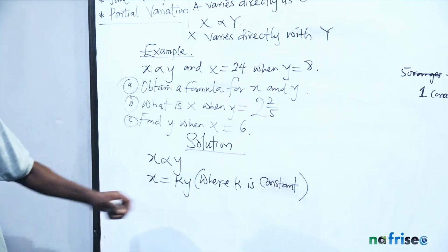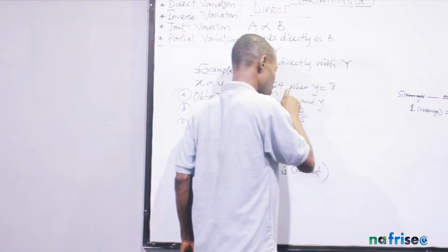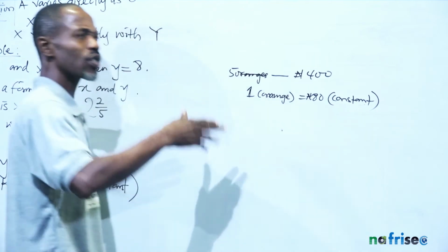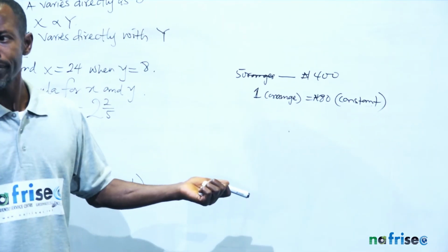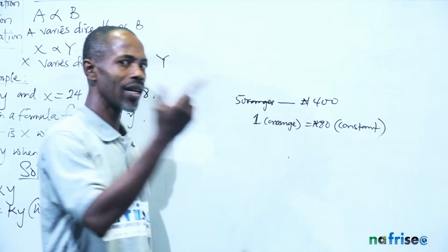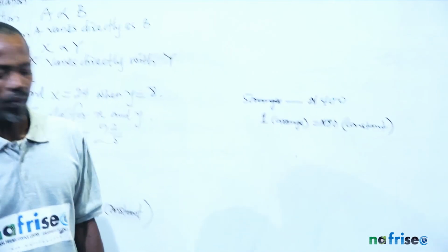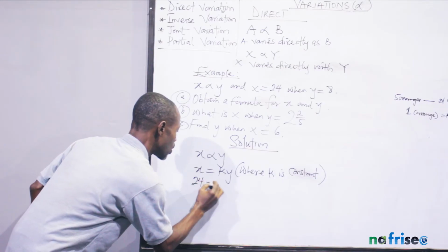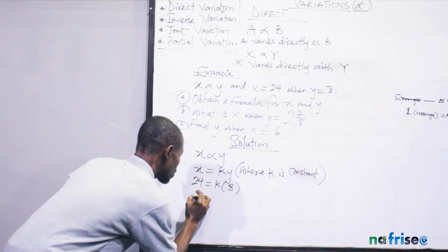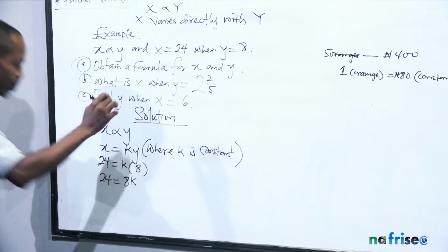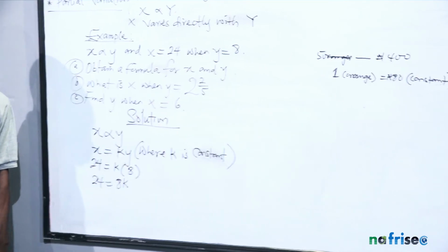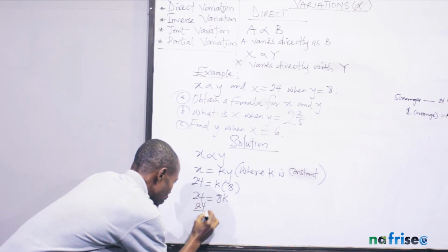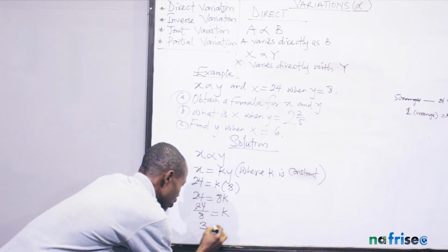So now that you have a constant, the first two numbers given to you, just like the case of 5 oranges cost 400 naira. When you say 5 oranges cost 400 naira, you start calculating what's the cost of one. So in the case of this, x is what? 24. When y is what? 8. So you have this as 24 equals 8k. What do you do when you get to this part of the simple equation? Remember, you divide both sides by what? 8. So that means 24 divided by 8 equals the constant, and your 3 is your constant.